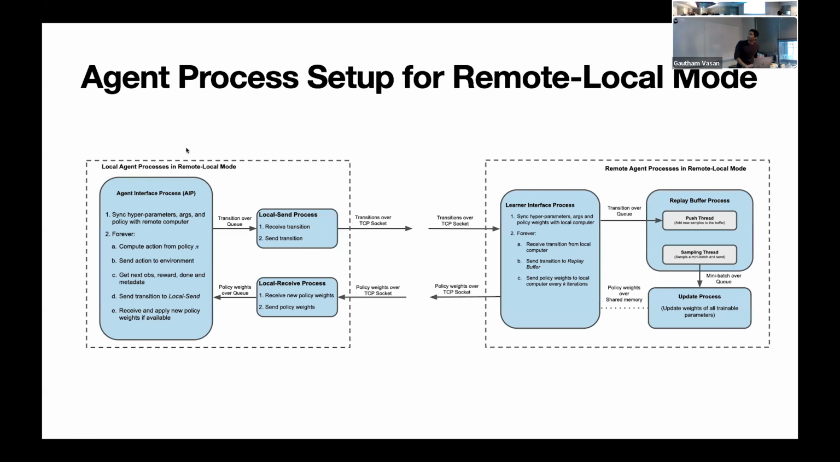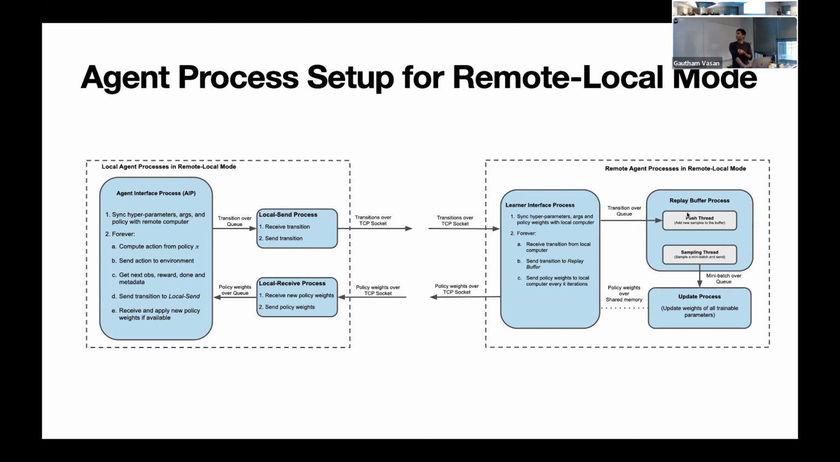On a high level, this is an agent process setup for a remote local mode. I'm going to quickly go over this in the interest of time. So you have an agent process which is happening on board. This is where you get the observation, do policy inference so that you can compute an action. And then you also frequently check if you can synchronize the weights. You have TCP sockets to communicate to the remote workstation. So in this case, you can send the transition information and then receive new policy weights. And you finally have a remote agent process. In this case, it receives all the information and then stores it in a replay buffer. And there's a different process just for replay buffer sampling.